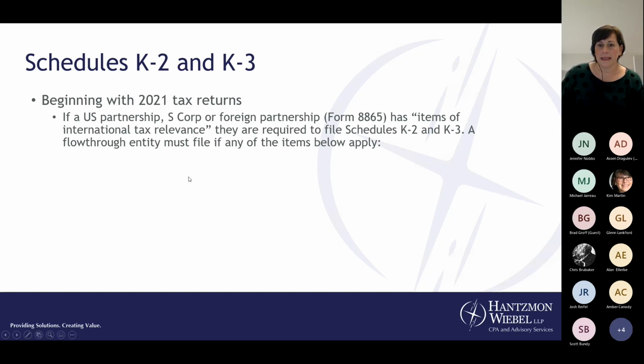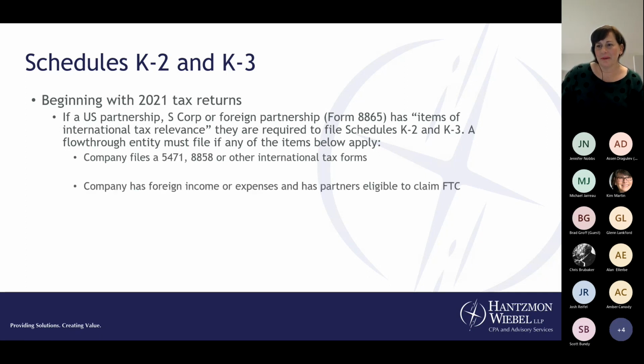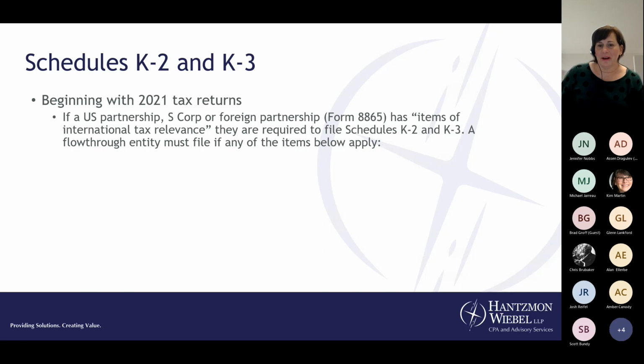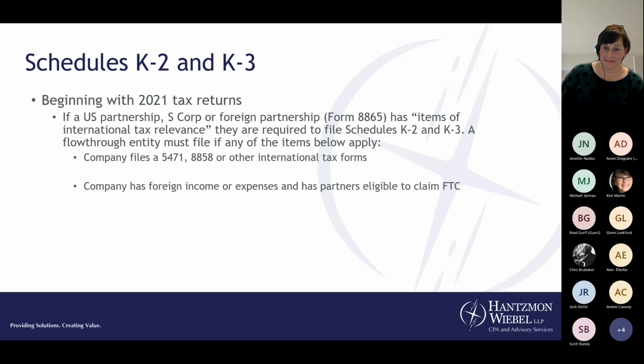Although these forms contain a new level of detail, most of this information was already required to be included on Schedule K1 using line 16 and the 31 codes associated with line 16, as well as the footnotes and attachments. But no longer. So for 2021, we've got these two forms. The K2 is 19 pages, and the K3 is 15 pages.